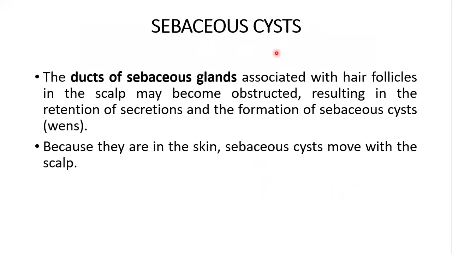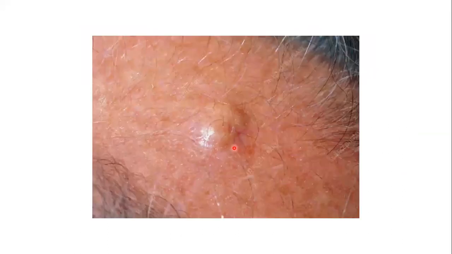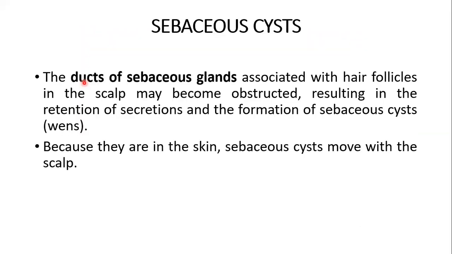What are sebaceous cysts? You see, this is a sebaceous cyst in the scalp. And why is it produced? Because the ducts of the sebaceous glands that are associated with hair follicles in the scalp become obstructed and result in retention of the secretions and formation of sebaceous cysts. They are also known as wens. This is a term used for them.